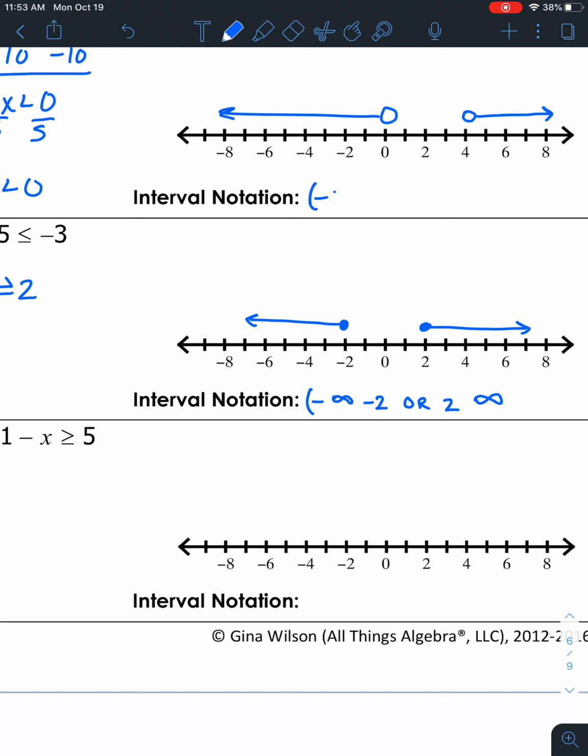Here I'm going to start at negative infinity. And the first roadblock that I'm going to hit is 0. 0 is an open circle, so it gets a parenthesis. Going to write the word or between it. Then I'm going to start back up at 4. 4 is an open circle, so it also gets a parenthesis. And that's going to infinity. Once again, a parenthesis.